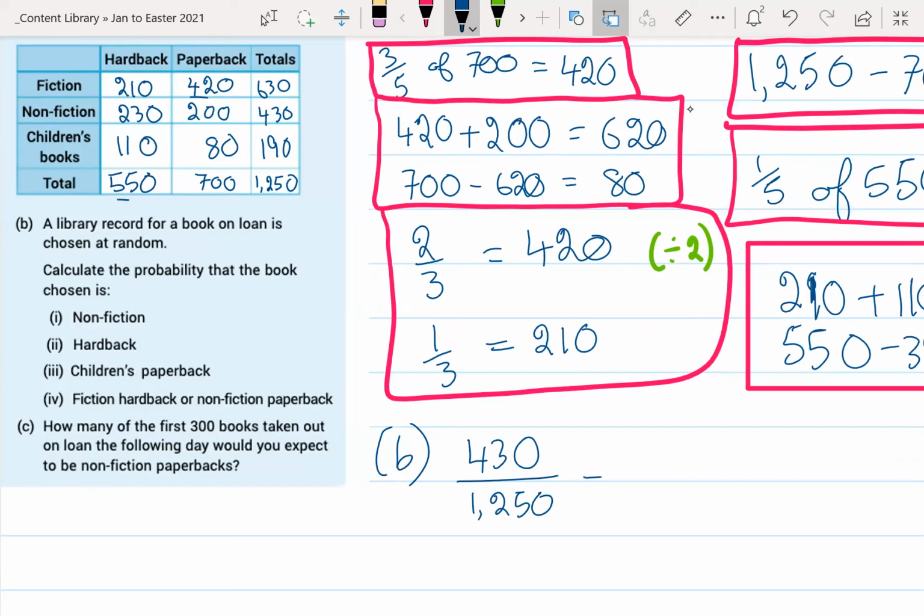I'm going to put that into my calculator, see if I can reduce it down further. Or do you know what I might do? Because I think at the back of your books when you're correcting, they have it in decimal. So I'll just do it in decimal. 430 divided by 1250 gives me 0.344. Okay, so that's my answer there. That's part one.